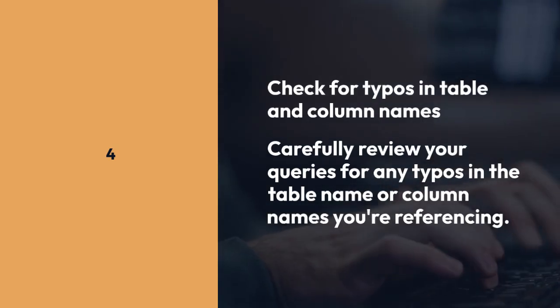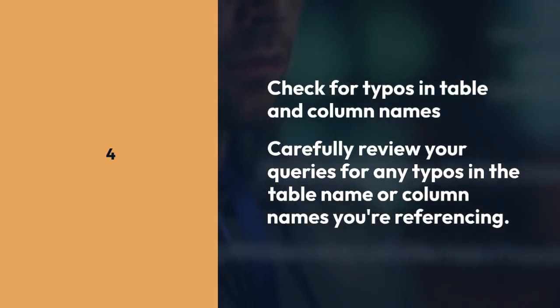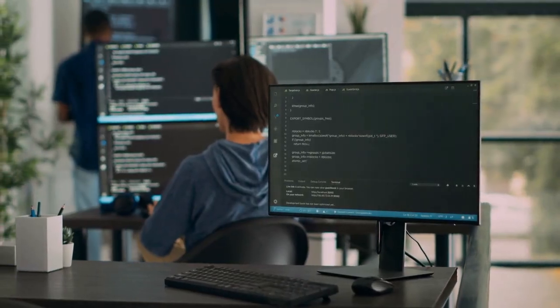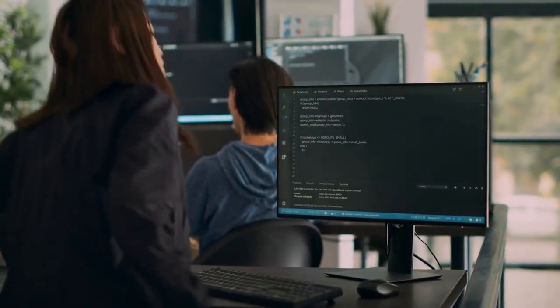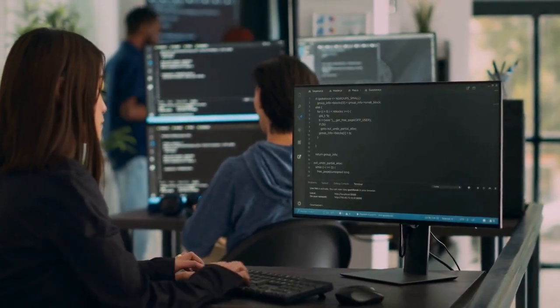4. Check for typos in table and column names. Carefully review your queries for any typos in the table name or column names you're referencing. Case sensitivity matters in some database systems, though generally not in MySQL unless you've explicitly set a case-sensitive collation.